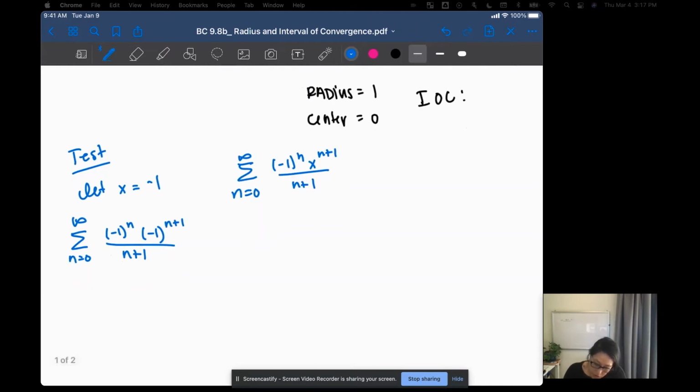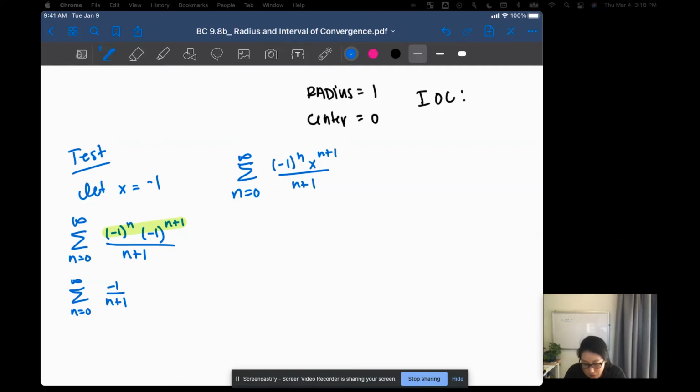This is a situation where the numerator is always going to give me one positive one and one negative one, so they're just going to switch off like last time. So the sum from n equals 0 to infinity of the numerator will always evaluate to be a 1, and so it's negative 1 over n+1. Okay, so I like to use the integral test here.